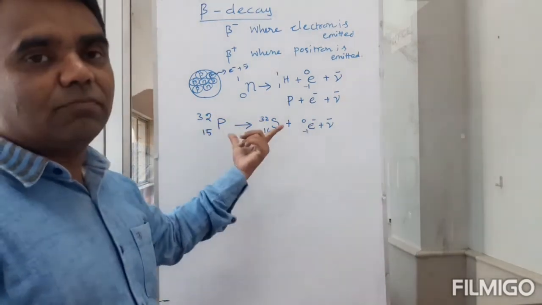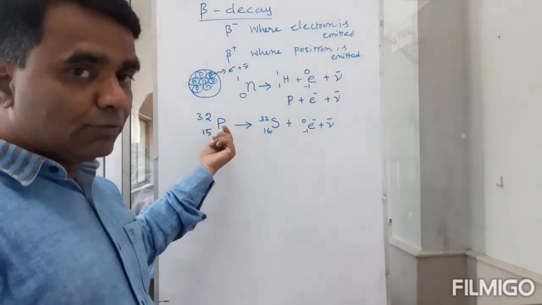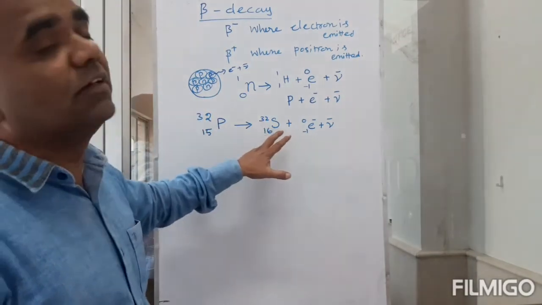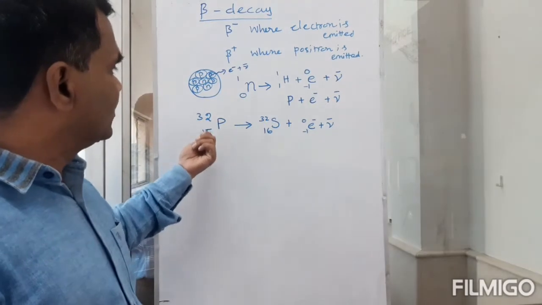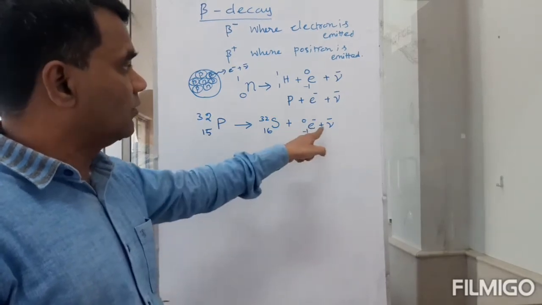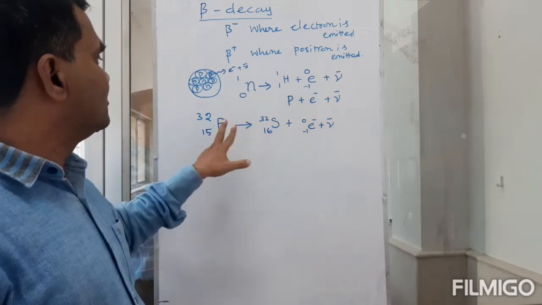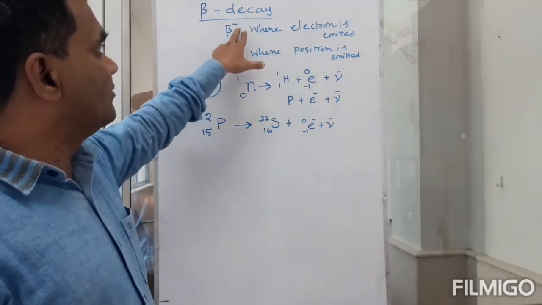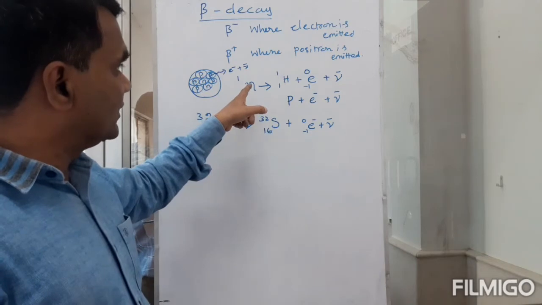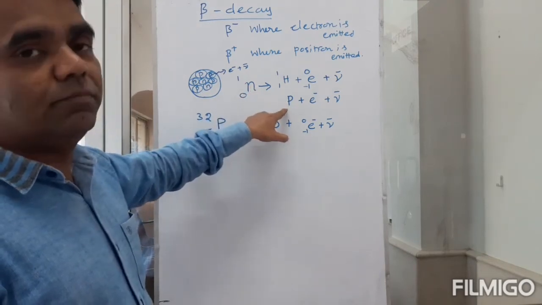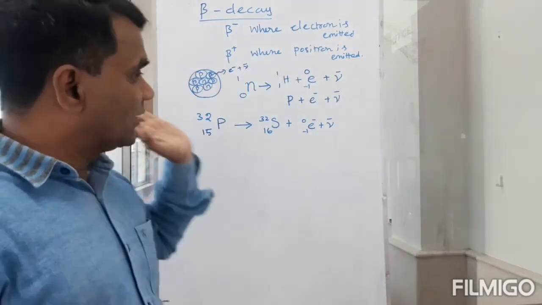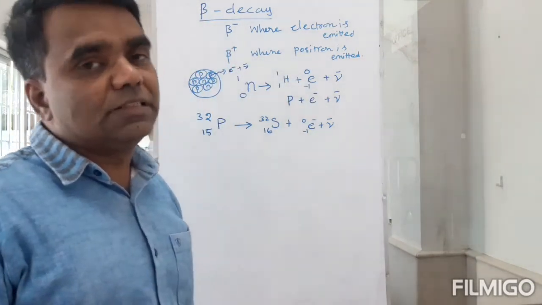So this is what happens. A phosphorus nucleus becomes unstable and gets converted into a sulfur nucleus, a new atom, a new element. In that process, it emits an electron and an antineutrino particle, and then it becomes sulfur. So a beta negative decay is an emission of an electron, and it happens because a neutron inside the nucleus is getting converted into a proton. Then you get this electron coming out of it, and when electrons come out, you call it beta negative decay.